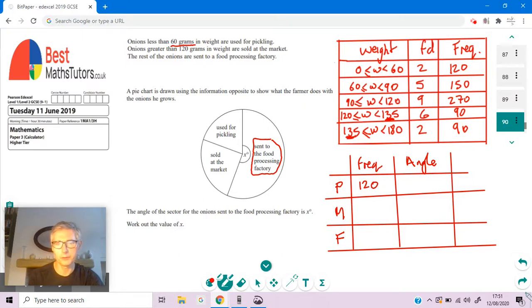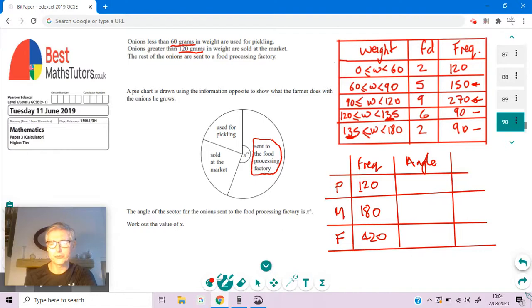And then we're looking at those that are sent to market. Well, those that are sent to market is actually those which weigh more than 120 grams. So that's these 2 groups. That's the 90 and the 90. That's 180. And then it says the rest of the onions are sent to the food processing factory. So that's these 2 groups, this one and this one. So if we add them 2 together, then that's going to give us the number that's sent to the processing factory. So that's going to be 420.